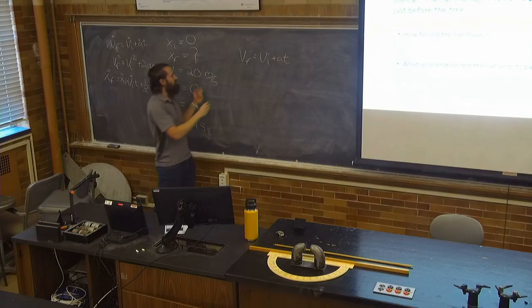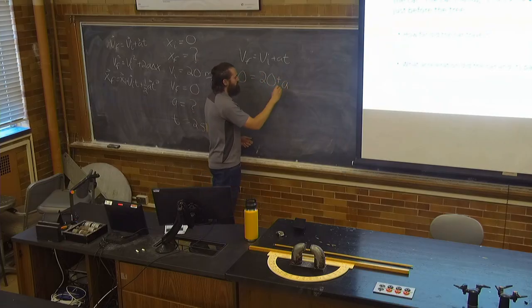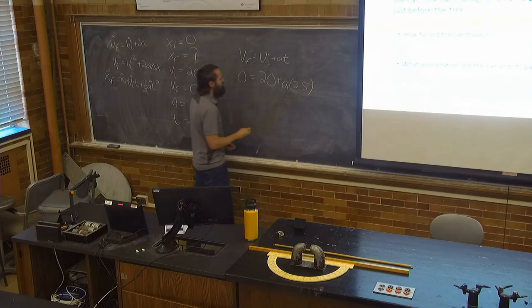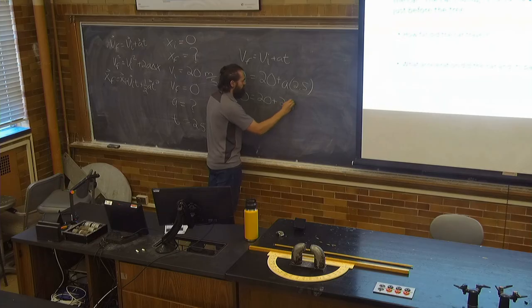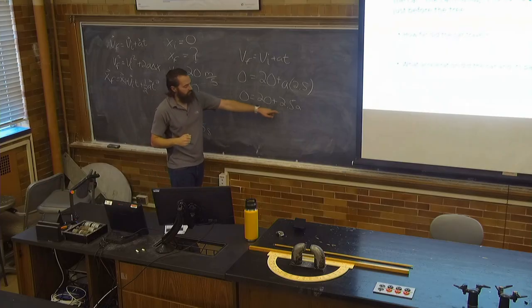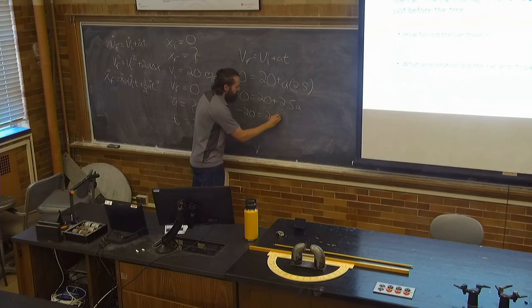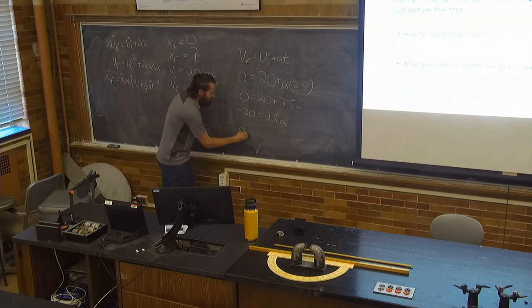So plug in your numbers. The final velocity 0, initial velocity 20, acceleration is the variable we're solving for, and the time was 2.5 seconds. So now you have this equation, 0 equals 20 plus 2.5a. To solve this for the variable a, we need to get it to be on its own side of the equation. So we'll subtract 20 from both sides. So we get negative 20 equals 2.5a. And then we need to divide 20 by 2.5.